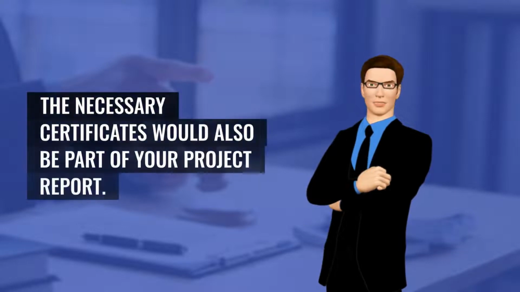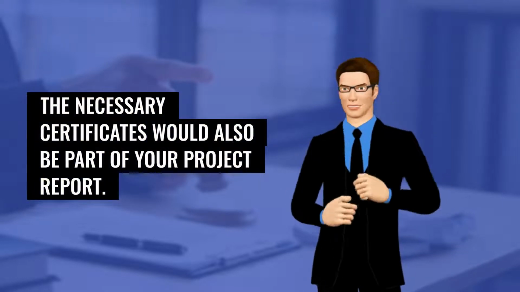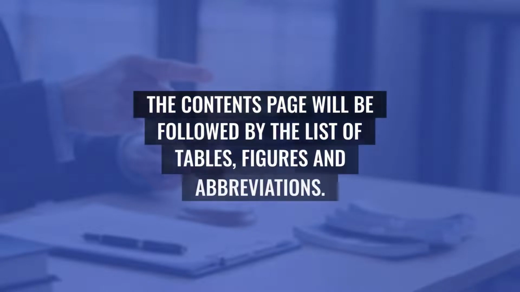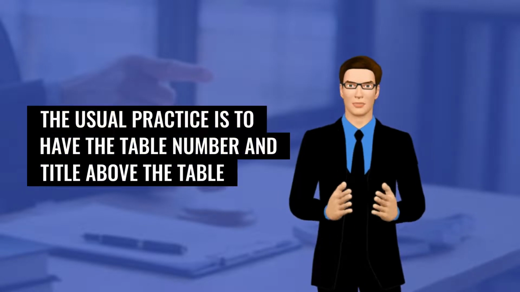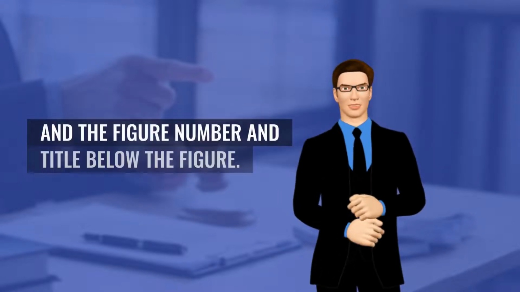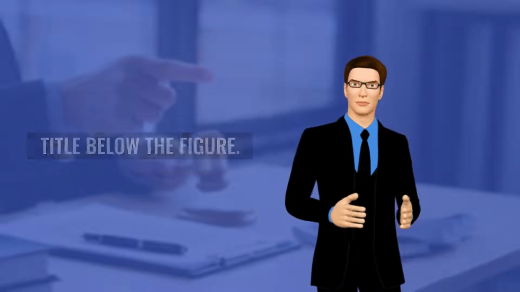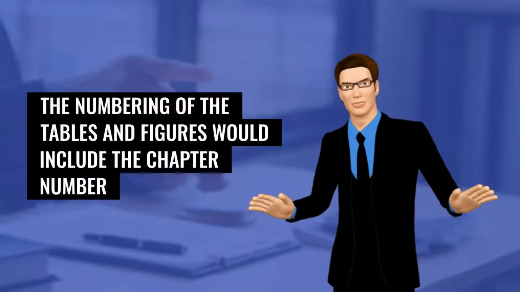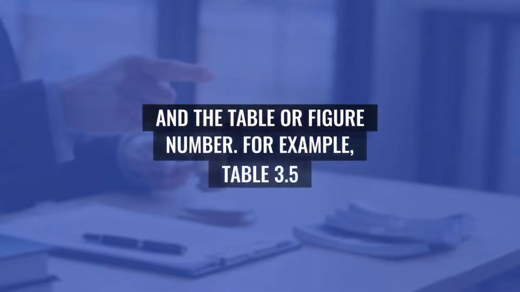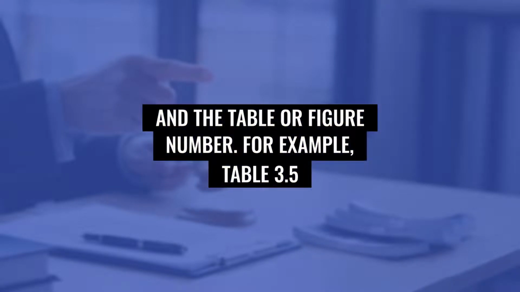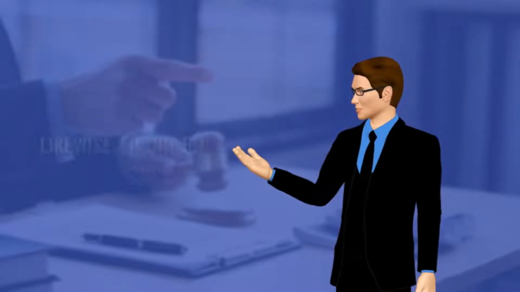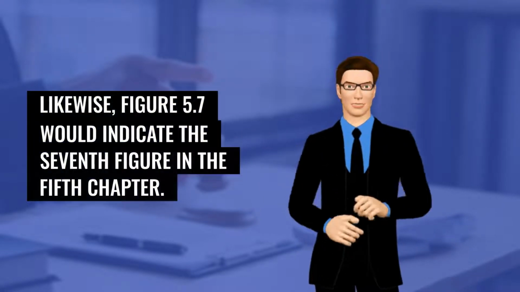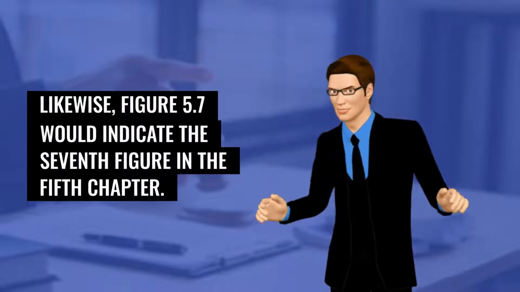The necessary certificates would also be part of your project report. The contents page will be followed by the list of tables, figures and abbreviations. The usual practice is to have the table number and title above the table and the figure number and title below the figure. The numbering of the tables and figures would include the chapter number and the table or figure number. For example, Table 3.5 would indicate the fifth table in the third chapter. Likewise, Figure 5.7 would indicate the seventh figure in the fifth chapter.